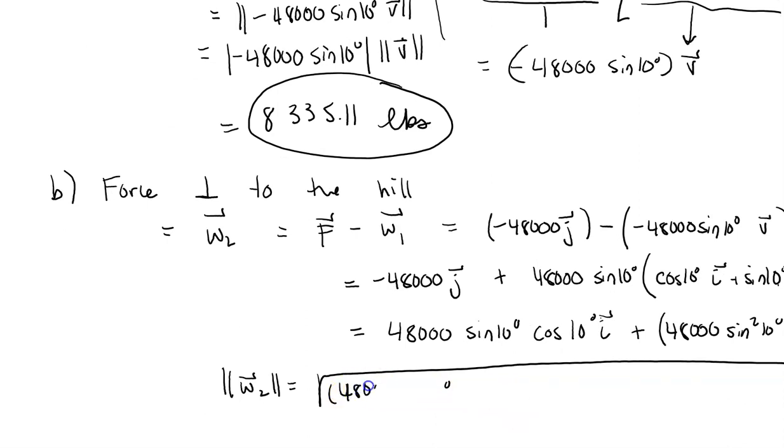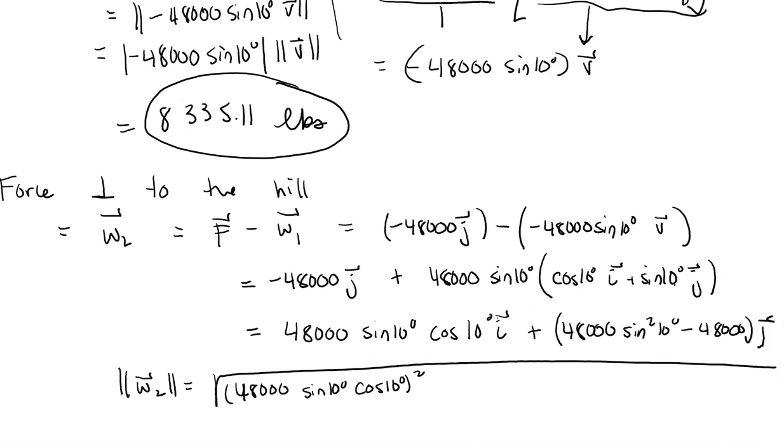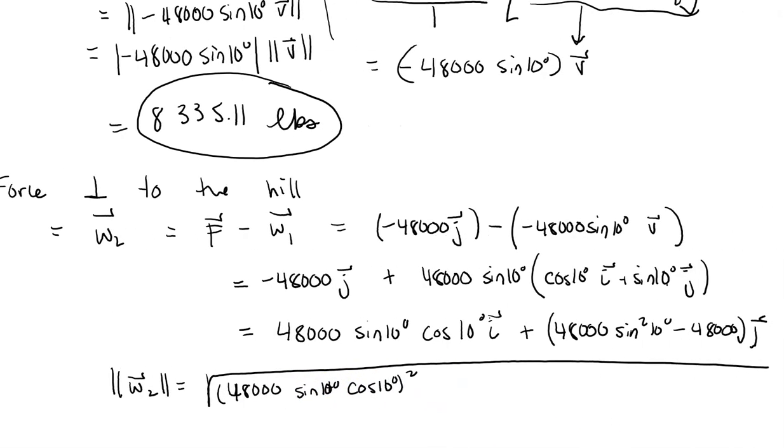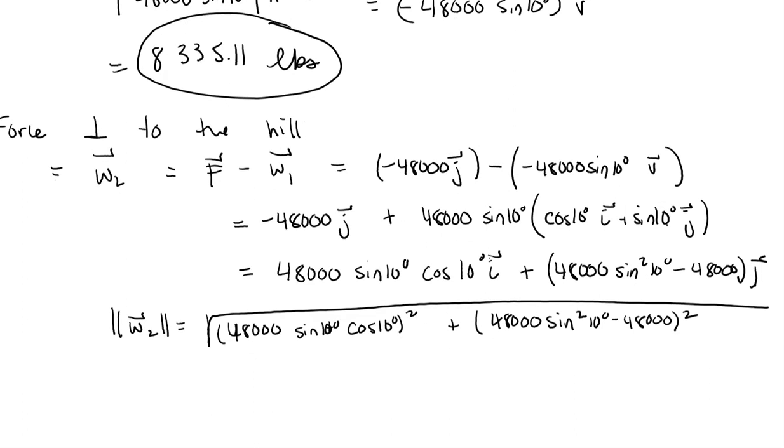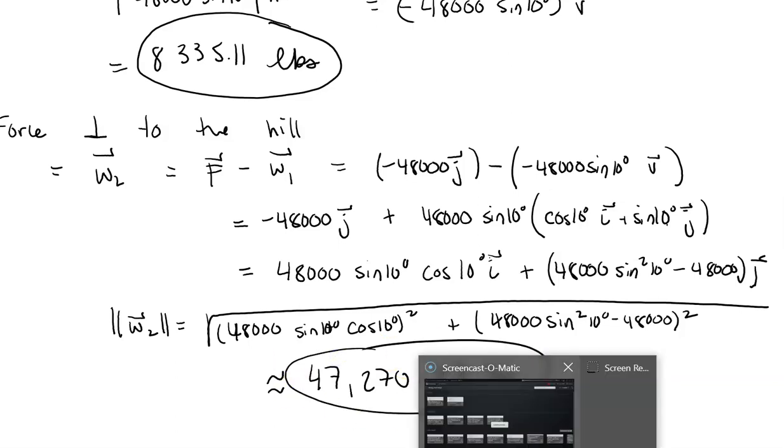Sometimes this tablet does not do what I expect it to. All right, 48,000 sine of 10 degrees, cosine of 10 degrees. There we go. Squared plus 48,000 sine squared of 10 degrees minus 48,000, squared. There we go. All right, these are some really big numbers if you evaluate them, but when you put them into your calculator, all together you get about 47,270.77 pounds. So that would be the amount of force there.